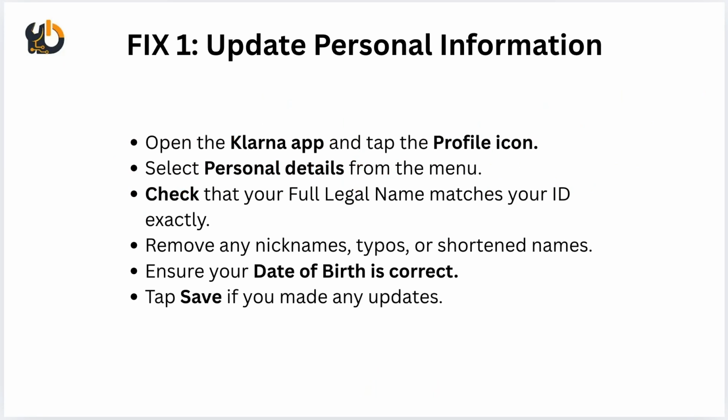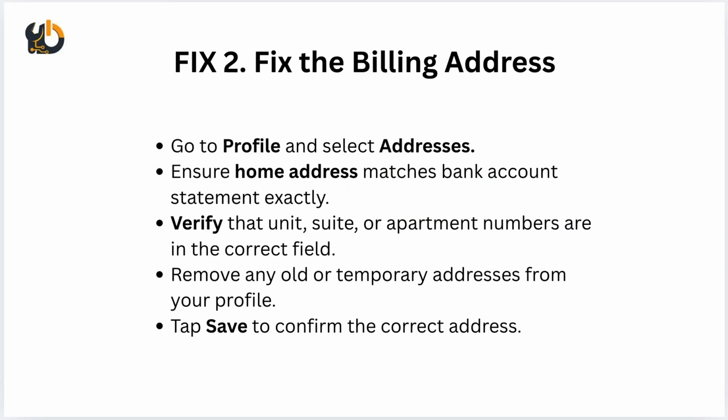Fix 1 is update personal information. Open the Klarna app and tap the profile icon. Then select personal detail from the menu. Check that your full legal name matches your ID exactly. Then remove any nickname, typos or shortened names. Ensure your birth date is correct. Tap save if you made any update.